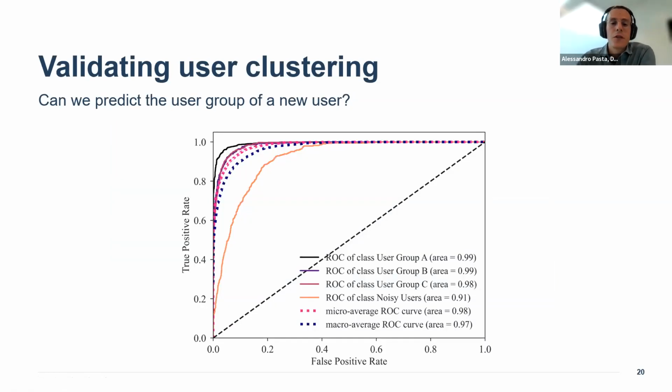We can also look more specifically into which user group our model is able to predict the best. And what stands out is probably the orange line, which is the one showing the performance for our atypical or noisy users. So users that tend to be atypical and not placed in any cluster. Those are the ones that our classifier is most struggling at classifying, while the other user groups tend to be predicted with a good accuracy.